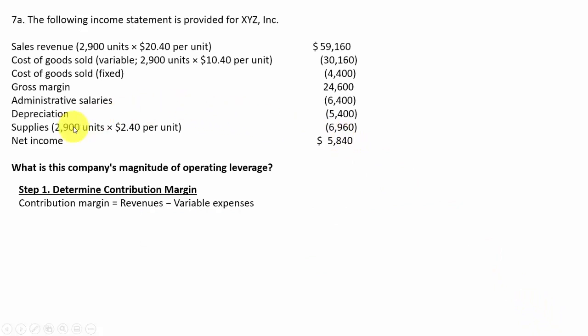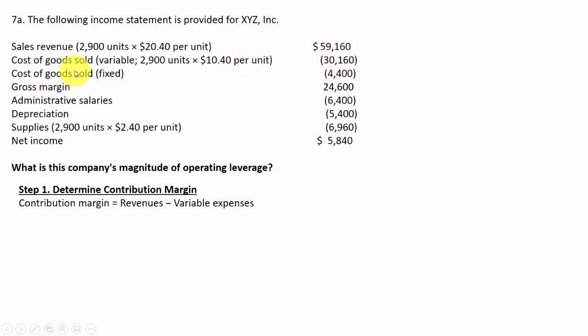Okay, our next question wants to know what is the company's magnitude of operating leverage, and they give us sales revenue. Looks like it's going to be 2,900 units times the selling price of $20.40 per unit. That gives us $59,160. They also give us the cost of goods sold in 2 pieces. A variable cost of goods sold, which would be like materials and labor. This is 2,900 units times $10.40 per unit, which is $30,160.